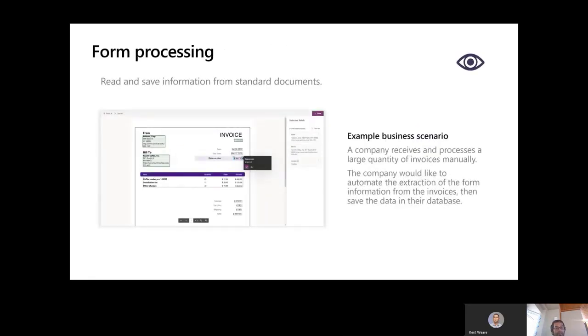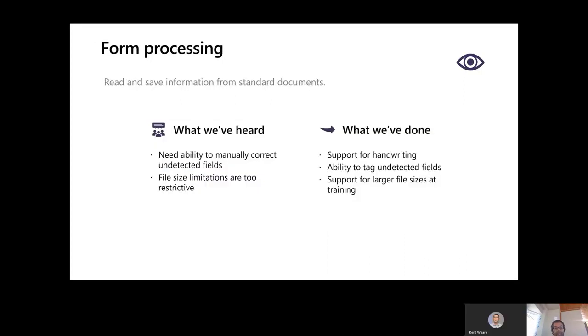This is an example of what forms processing looks like, where a business would receive invoices for creating a purchase order or an accounts payable scenario, and they want to extract the vendor information, the invoice name, or the invoice amount, and then enter it into their automation. Some of the key improvements are that we support handwritten text as well. Now you can tag certain areas which are not picked up automatically by AI Builder, and you can support forms of large sizes as well.